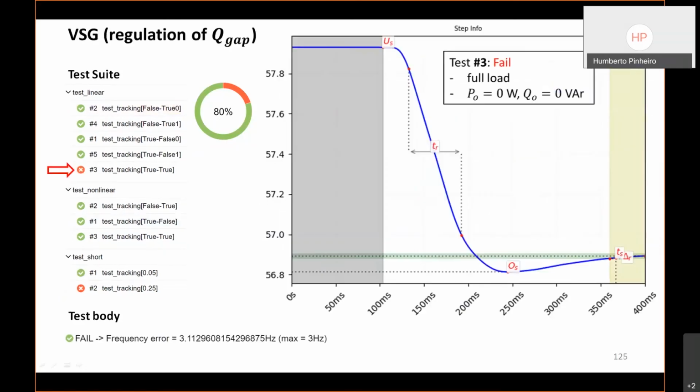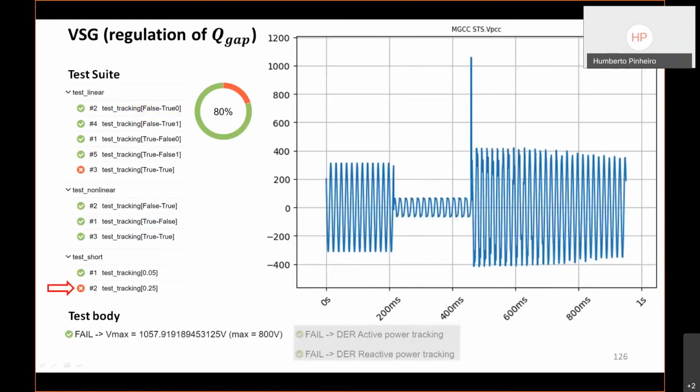And then let's move on. This is the behavior of the virtual synchronous generator. It also took some time here. After the short circuit, there was a time constant where the voltage was larger than it's supposed to be, and there is this peak of voltage just after the short circuit is cleared. The voltage jumped to very high values. So this is also a concern in terms of power quality.